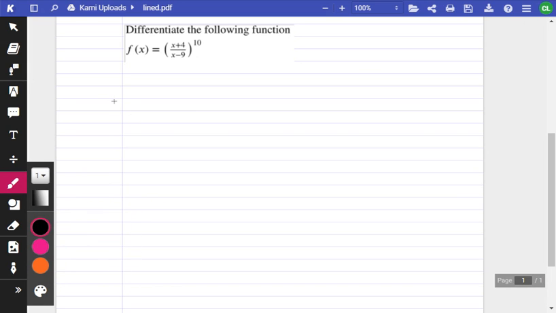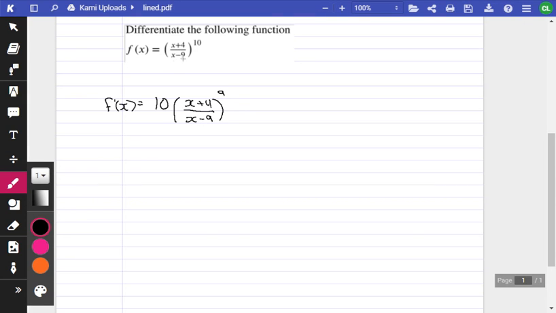So our chain rule states that I apply the power rule to this, pretending that this inside just all stays the same. So this stuff isn't going to change. So the 10 is going to come down in front. Remember, my stuff is going to stay the same, so it's going to stay x plus 4 over x minus 9. And then I need to take 1 away from my exponent. My exponent is now going to be to the power of 9.